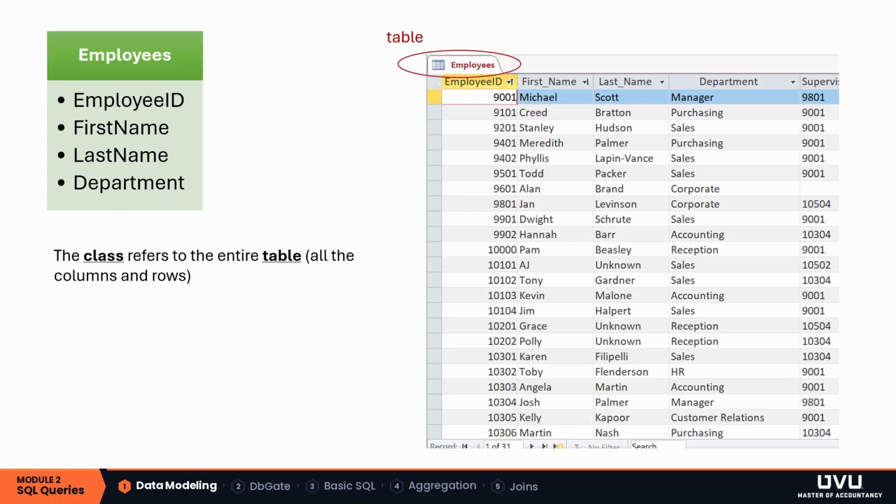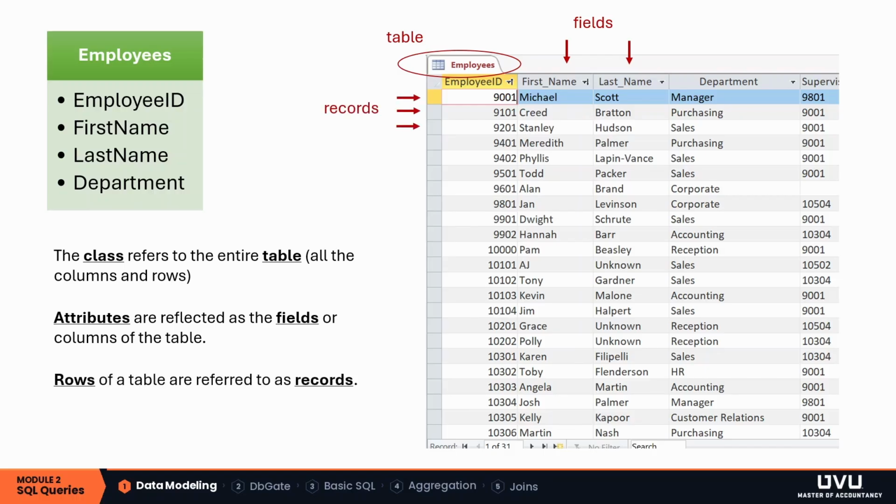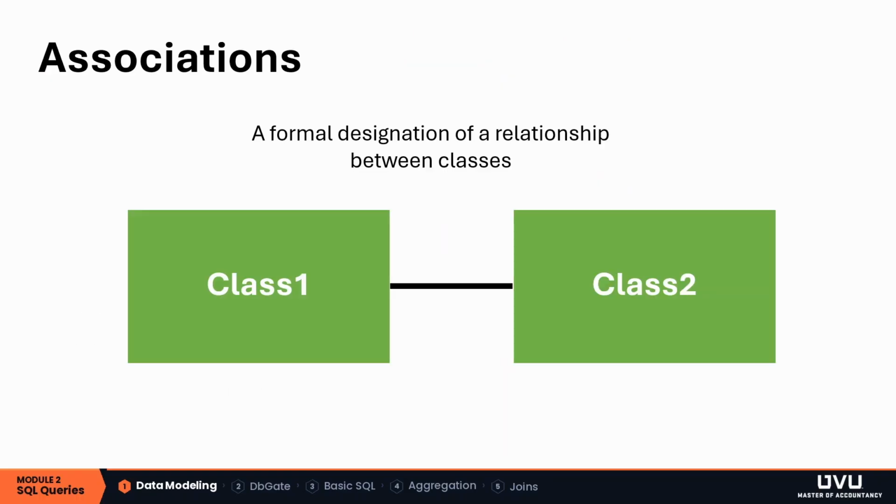Each of the columns in the table are referred to as fields. These are the attributes in the employees class. And each row of a table should reflect a unique observation. In the database, these rows are called records. It's good to know both sets of terms and to remember which is used for a conceptual data model and which ones refer to elements of an actual database. Let's move on to that third building block, associations.